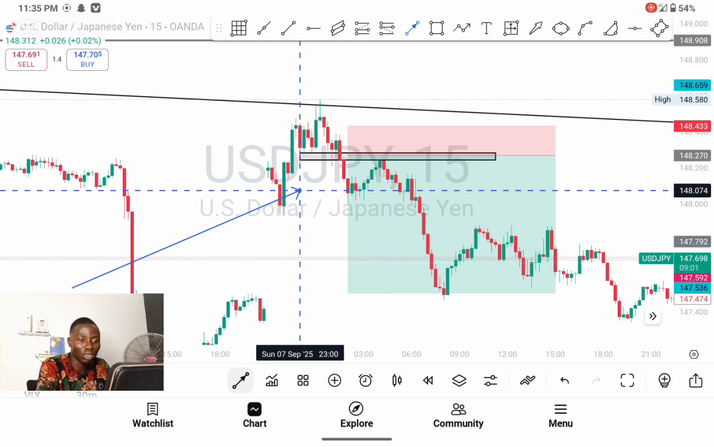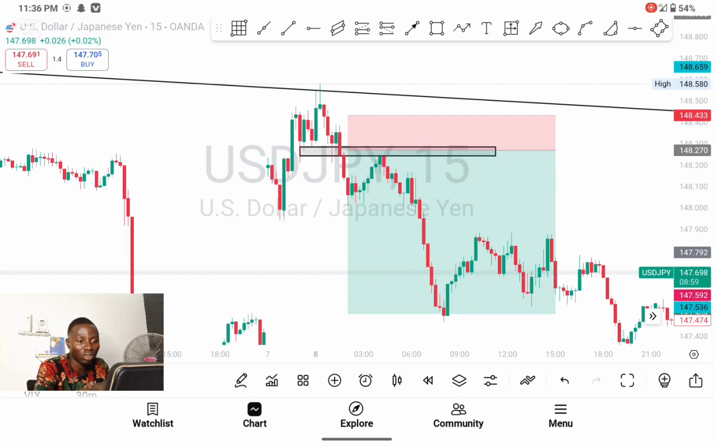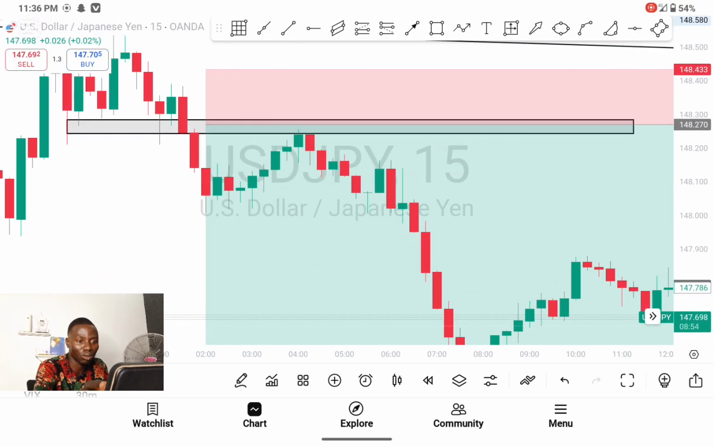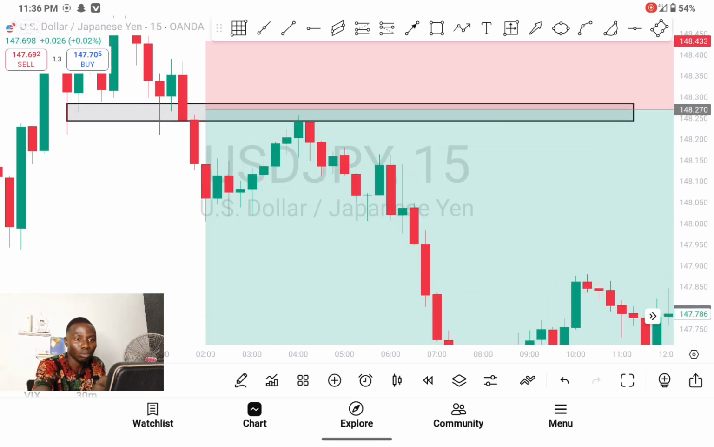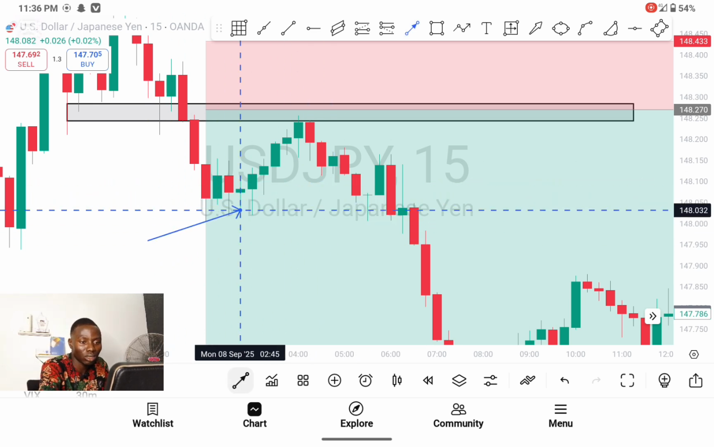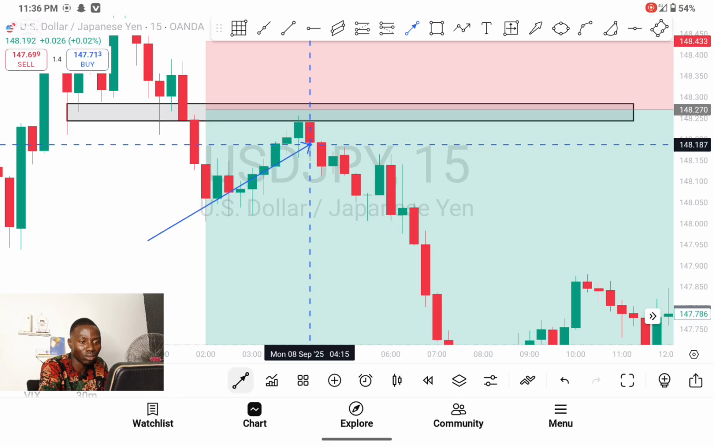Let me zoom it well so that you can see very well. Look at what I'm saying here. Can you see the engulfing candle?